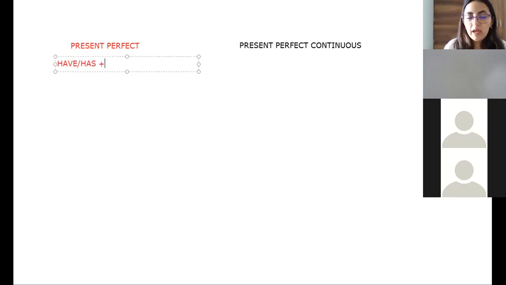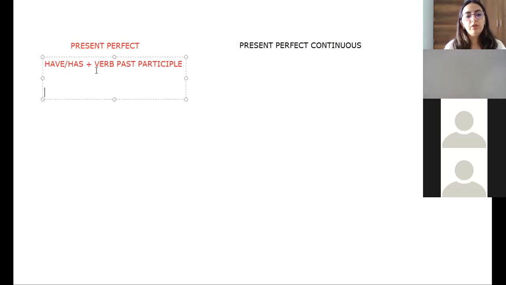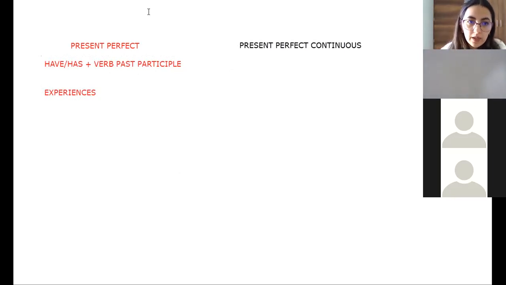¿Y cómo va el verbo en el presente perfecto? Can you remember? Yes, past participle. So this is the structure of the present perfect. And we use it, as we told before, to talk about experiences, right? But what happens with these other tenses? ¿Qué pasa con este presente perfecto continuo?